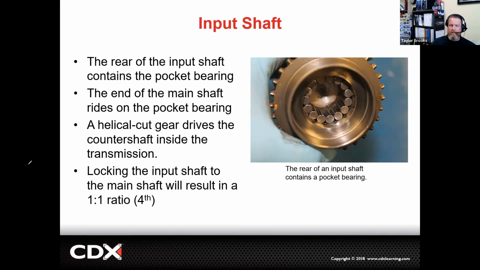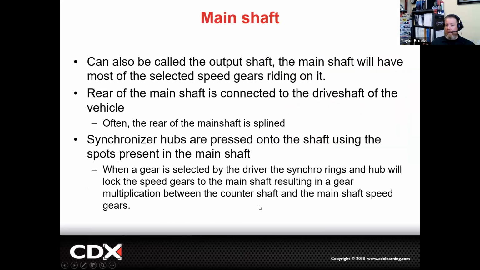But it's really light and easy, and it shows a multitude of different ways that we can shift gears. That's why I have it as a cutaway. Our main shaft is also known as the output shaft. It will have speed gears attached to it. The speed gears are what's going to be locked to that main shaft.